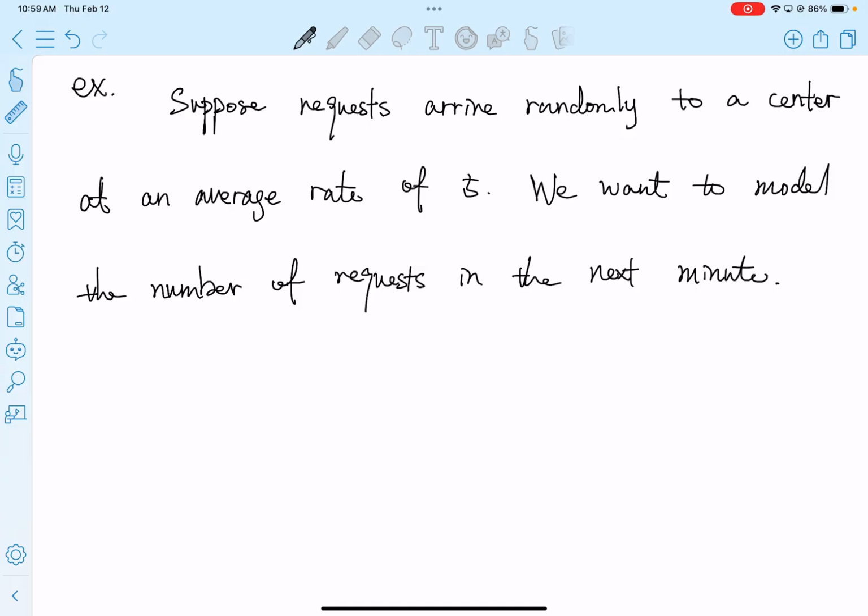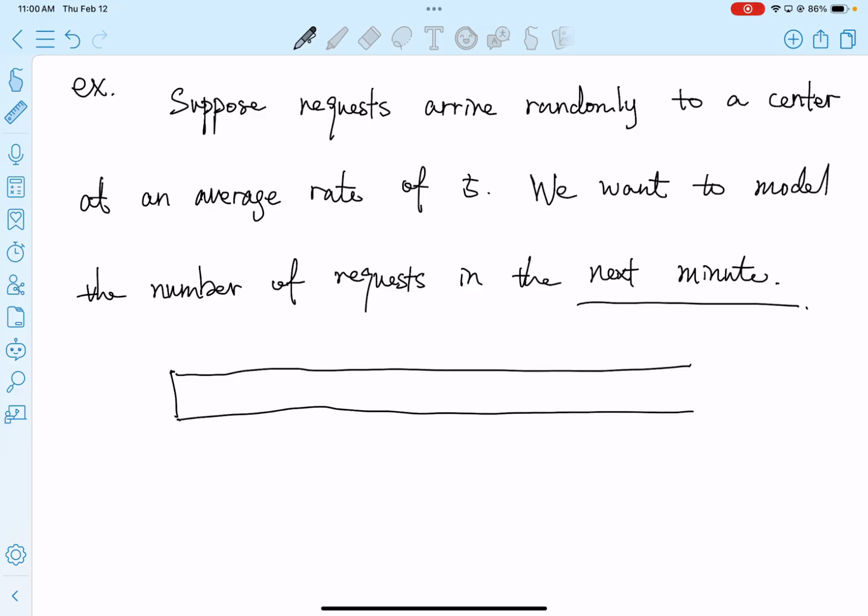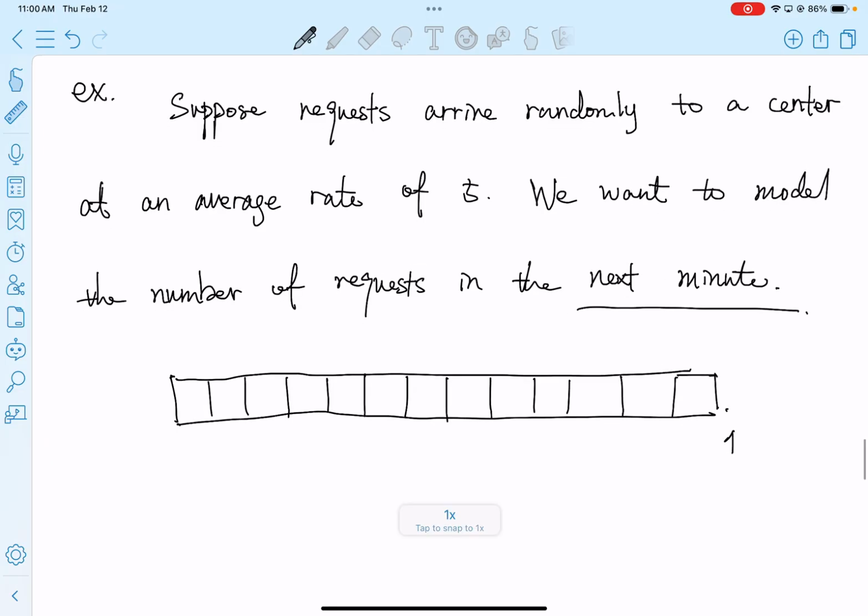We can think about intuitively how to handle this case. One idea is that in the next minute, let's construct a list and break it into 60 evenly spaced steps. So in this 1 minute, or 60 seconds, we will receive 5 different requests in this 1 minute time span.